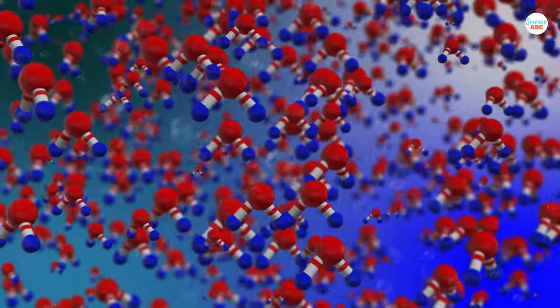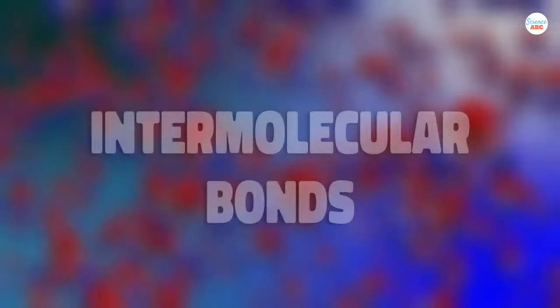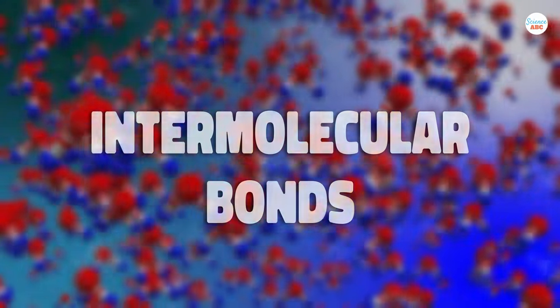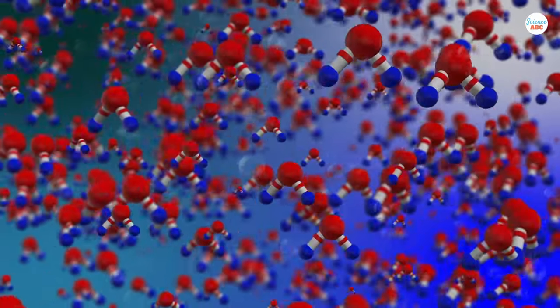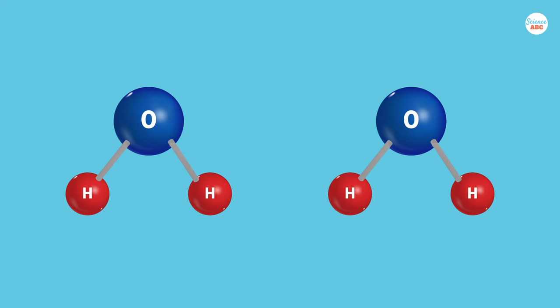Now, let's talk about the bonds between different water molecules. These bonds are called intermolecular bonds, and they determine how water molecules interact with each other. One type of intermolecular bond is a hydrogen bond. Due to the structure of water molecules, hydrogen bonds form between the slightly positive hydrogen atoms of one water molecule and the slightly negative oxygen atoms of another water molecule.